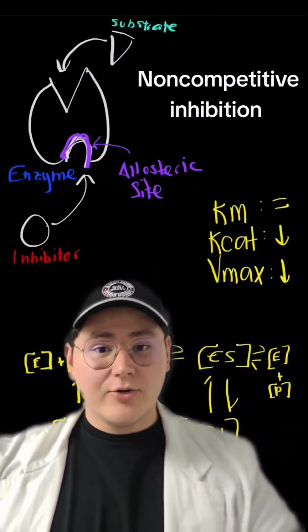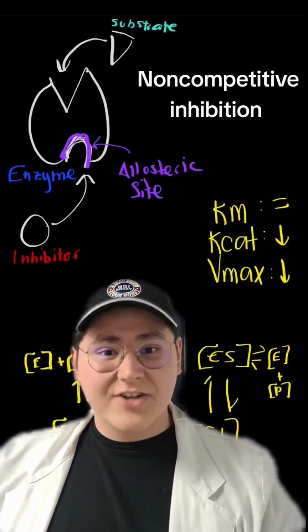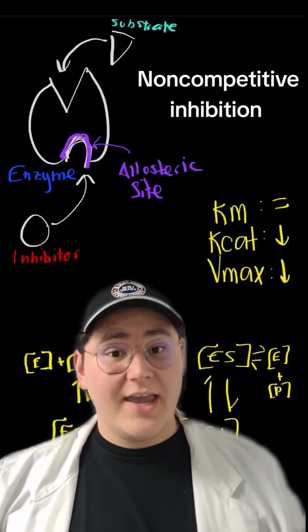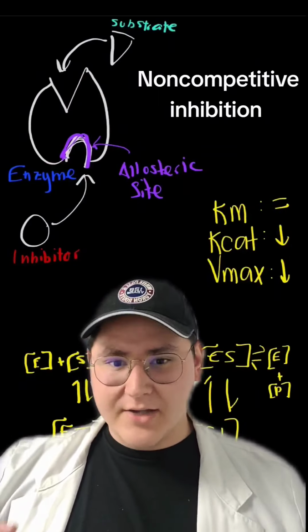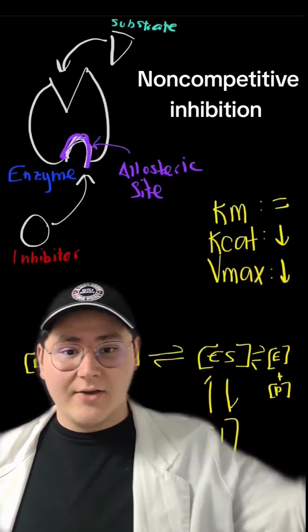This is because when we look at our group of enzymes, that's how we develop our Vmax. We're going to see that some of these enzymes aren't actually functioning because they're being inhibited. This means that our overall Vmax is going to decrease, and since our Kcat comes from our Vmax divided by enzyme concentration, we see that our Kcat decreases. So remember, Km stays the same, Vmax goes down, Kcat goes down.